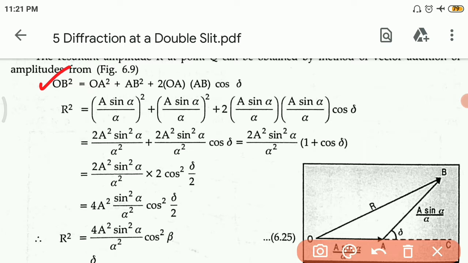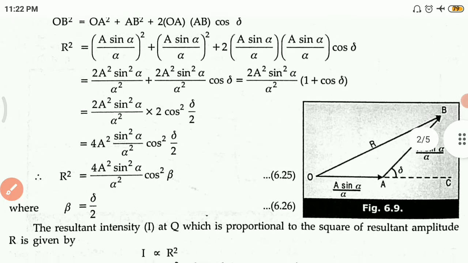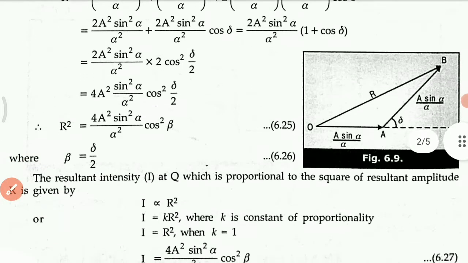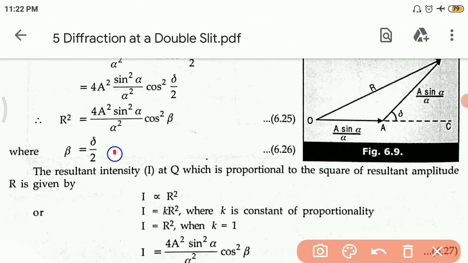Okay, this is how we have to write, where delta is this angle, right. Then if we put the respective values, then after solving it we are getting 4a square sin square alpha by alpha square into cos square delta by 2. Okay, so this is the value of R square, where actually we are taking delta by 2, right.